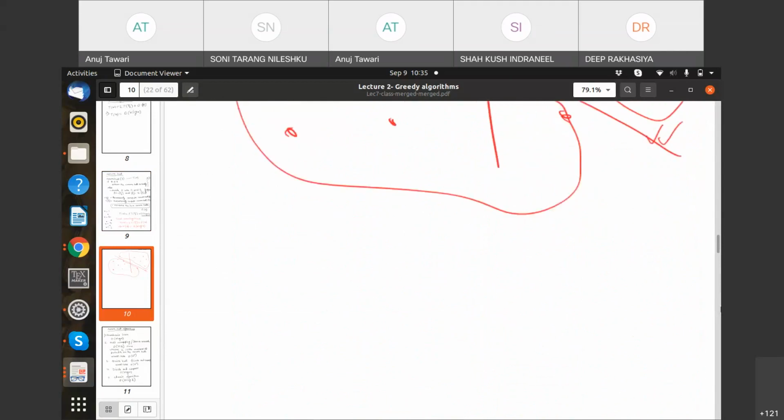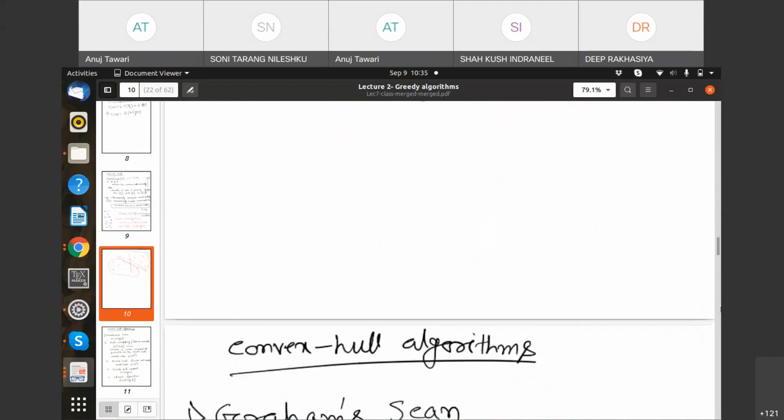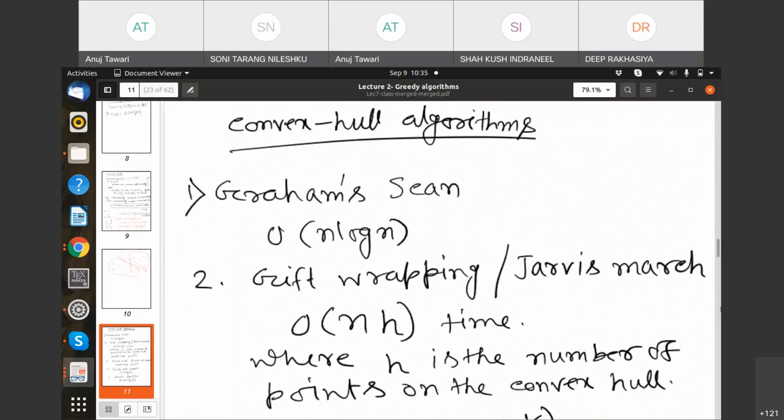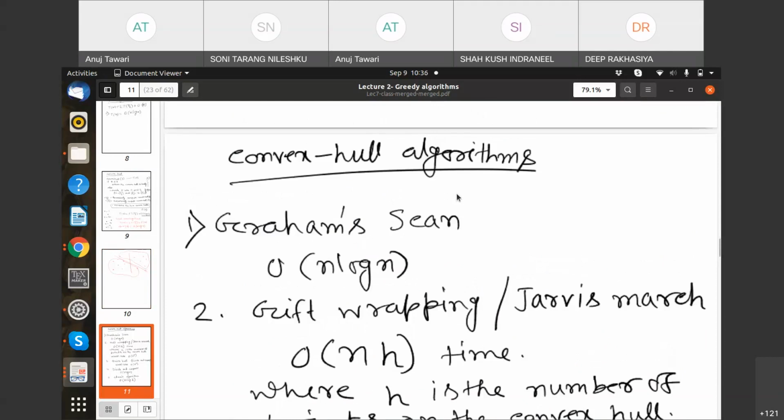So there have been some other approaches also. If you don't want to use divide and conquer, what do you do? So there's one algorithm which is known as the Graham scan. It also runs in big O of n log n.